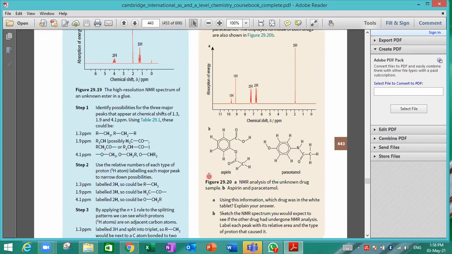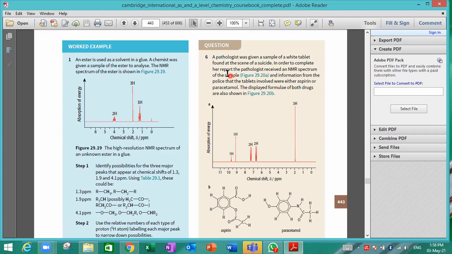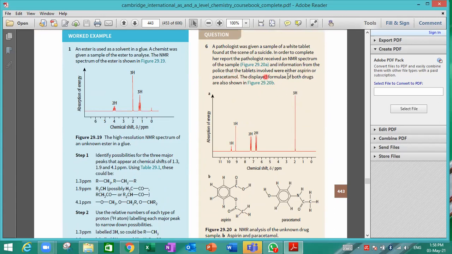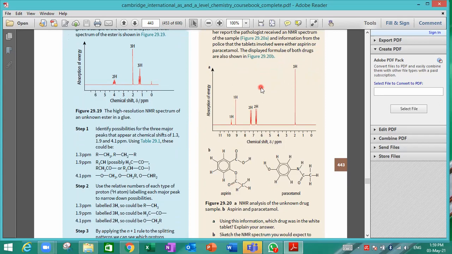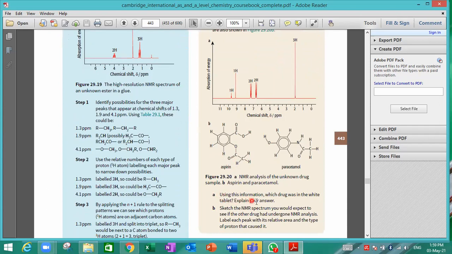Okay, let's have another example. A pathologist was given a sample of a white tablet found at the scene of a suicide. In order to complete her report, the pathologist received an NMR spectrum of the sample and information from the police that the tablets involved were either aspirin or paracetamol. This is aspirin and this is paracetamol. The displayed formulae of both drugs are shown in figure 2920. Using this information, which drug was the white tablet, and explain your answer.